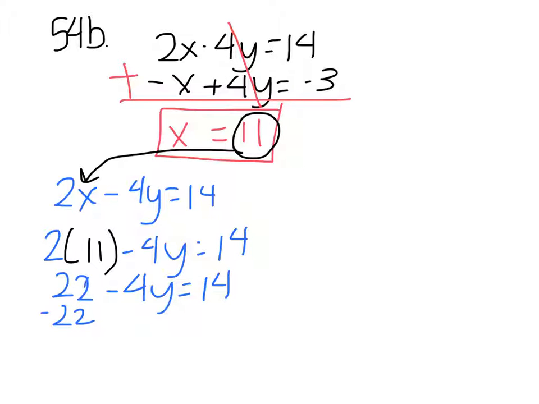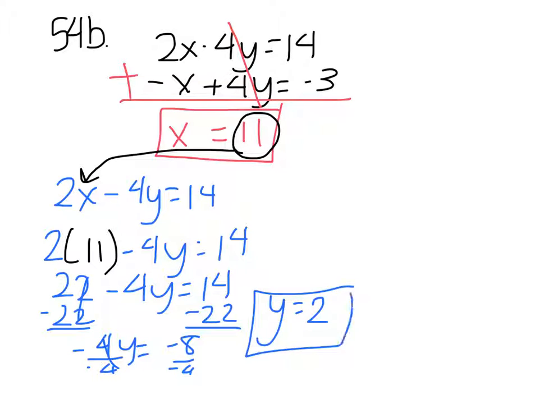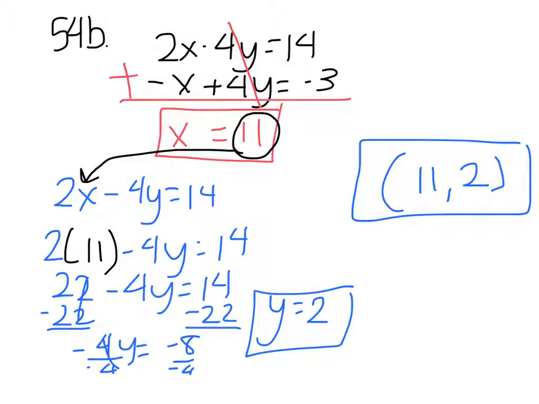And then we can solve for y. Subtract 22 on both sides. Negative 4y is equal to negative 8. And divide both sides by negative 4. So y is equal to 2. And again, we're going to write our answer as an ordered pair, (11, 2). So these worked out nicely. We were able to eliminate a variable by just adding the equations together.